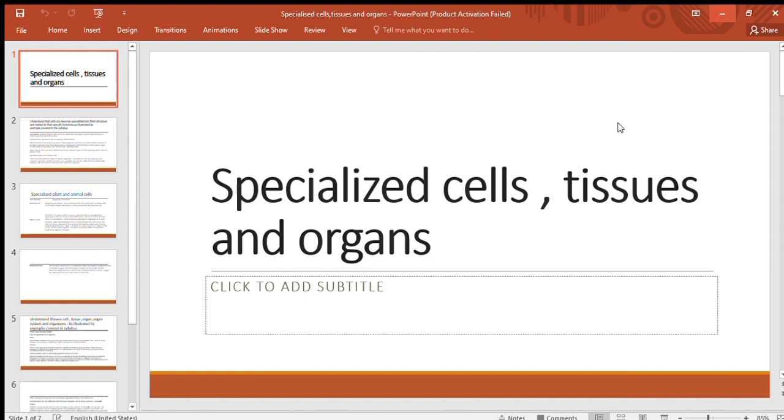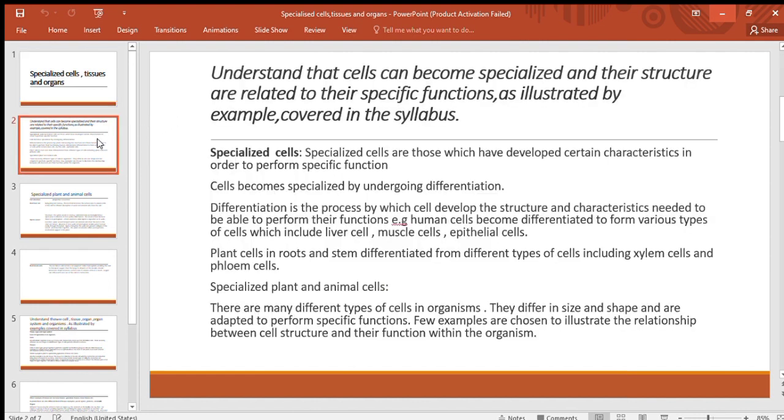Our today's lesson is specialized cells, tissues and organs. Today I will brief you about specialized cells. Specialized cells are those which have developed certain characteristics in order to perform specific functions. Cells become specialized by undergoing differentiation.